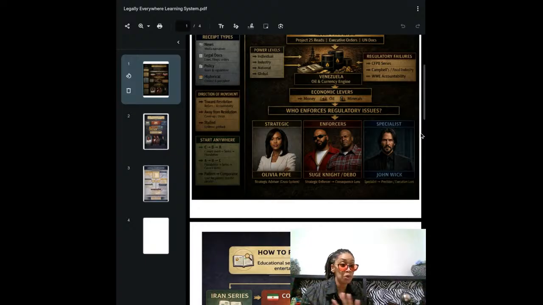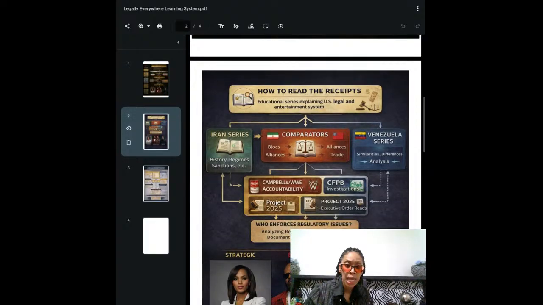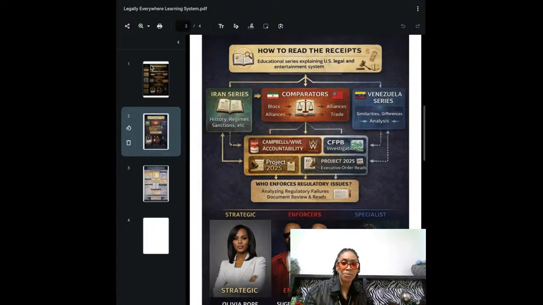That is the general structure, to give you an idea of what you would see on this channel. I'm going to show you another quick way to zoom out into the specifics. These are the setups. You have an Iran series, a Venezuela series, a Greenland series. You have comparators that are offered. We have regulatory, like that Campbell Soup WWE accountability mini series.